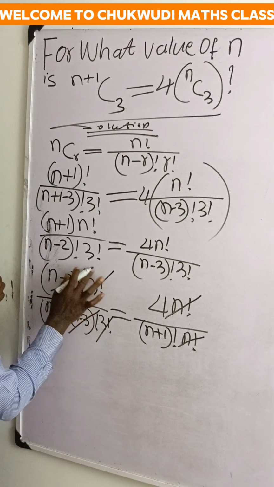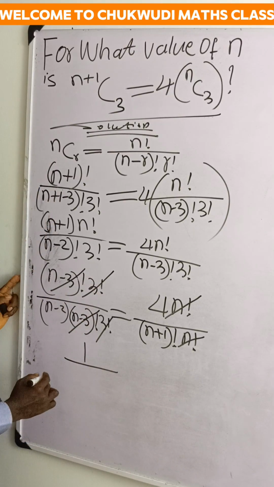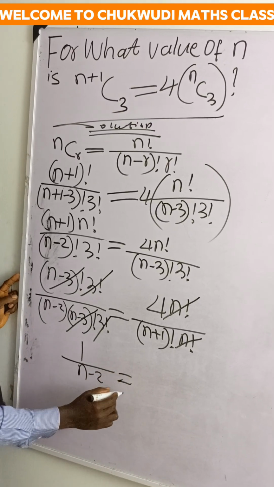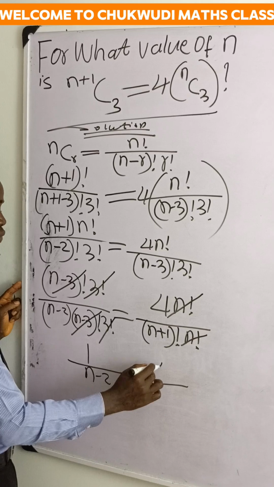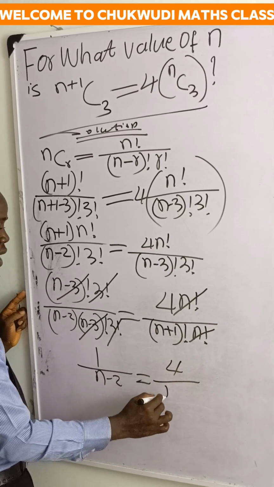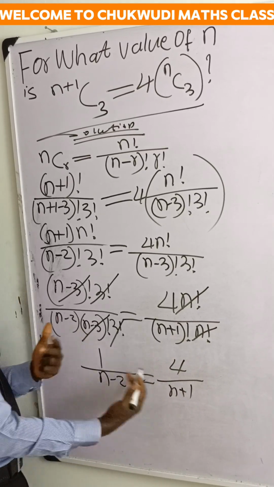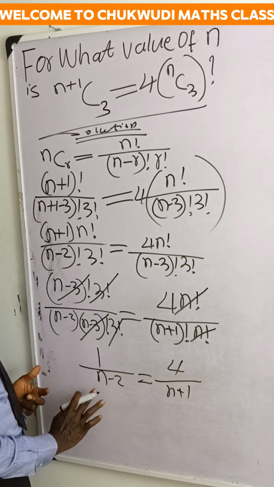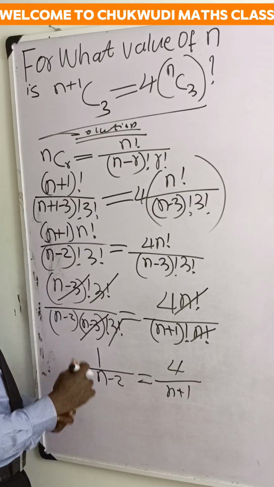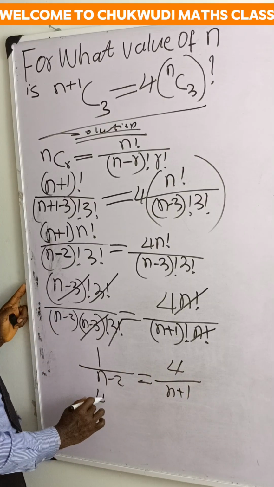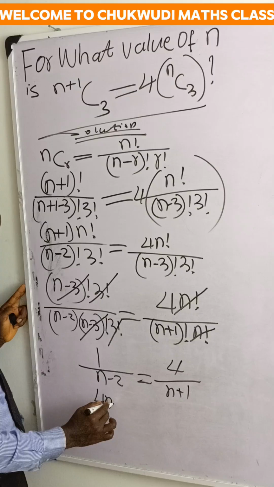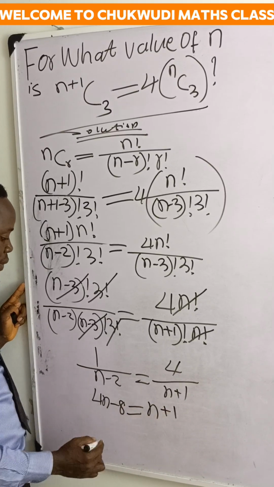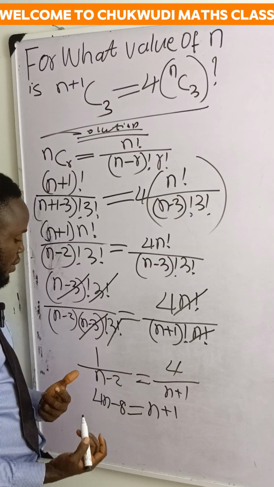At this point, we have only 1 here, so we now write 1 all over what's left, n minus 2, is equal to 4 over n plus 1. We can now cross multiply. 4 is going to multiply n and minus 2. 4 multiplied by n will give you 4n, and 4 multiplied by minus 2 will give you minus 8. This is equal to 1 multiplying n plus 1, which will give you n plus 1.